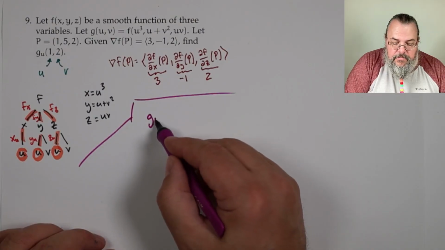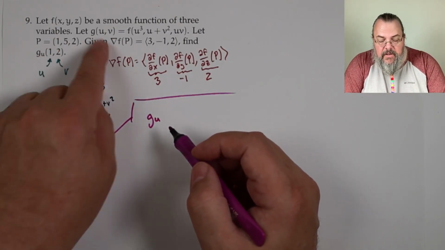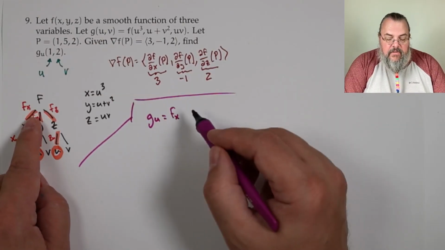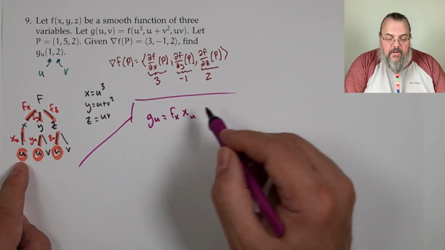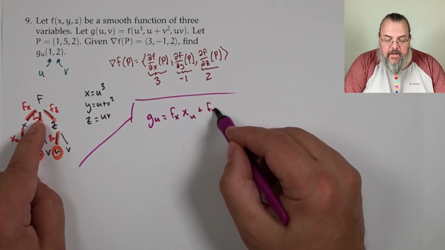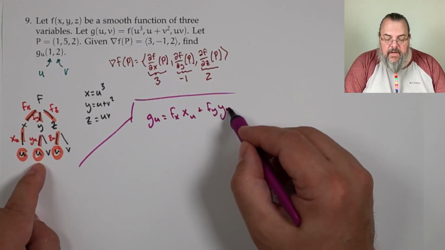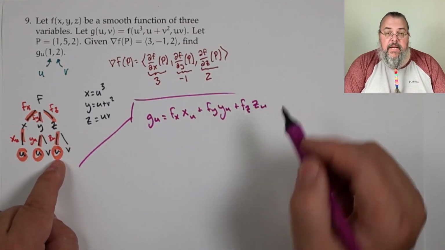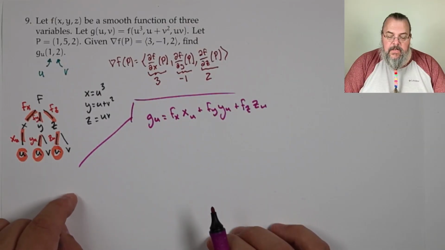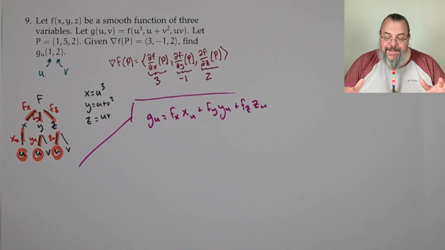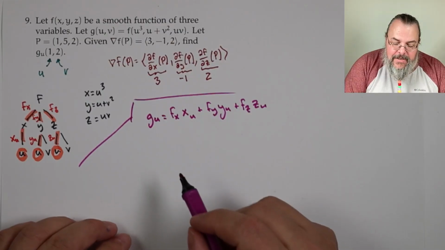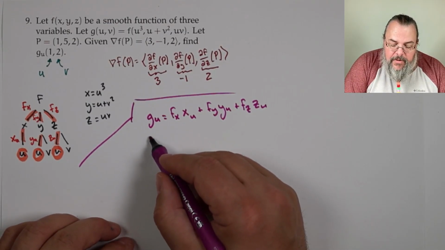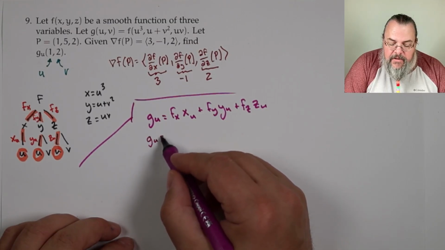g sub u, so derivative of g with respect to u, is, well, it's f with respect to x times x with respect to u plus f with respect to y, y with respect to u, plus f with respect to z, and z with respect to u. Now, we're going to plug in our point. Before we do that, let's clean this up. Okay, so we have g sub u. I just want to point out something.